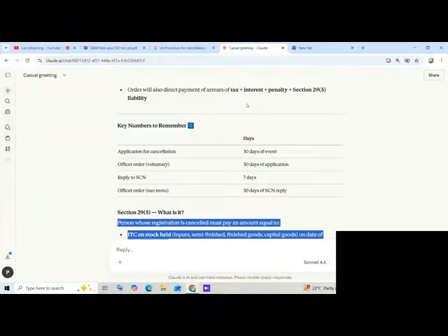Order. Where a person who has submitted an application for cancellation of his registration is no longer liable to be registered, the proper officer shall issue the order of cancellation within 30 days from date of submission of application for cancellation. Okay, fine. Suo motu cancellation by department. Where the proper officer cancels the registration suo motu, he shall not cancel the same without giving a show cause notice and without giving a reasonable opportunity of being heard.